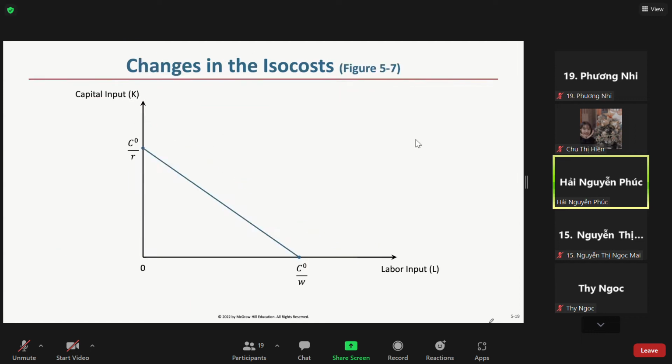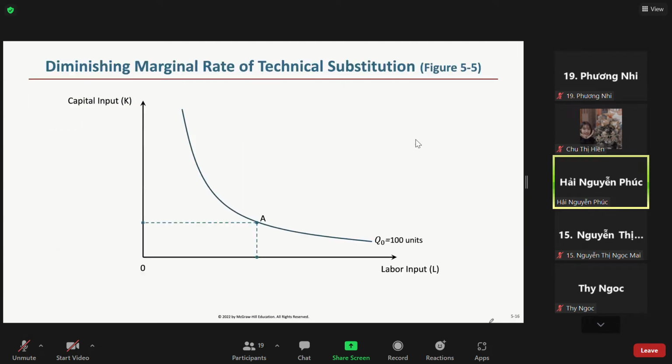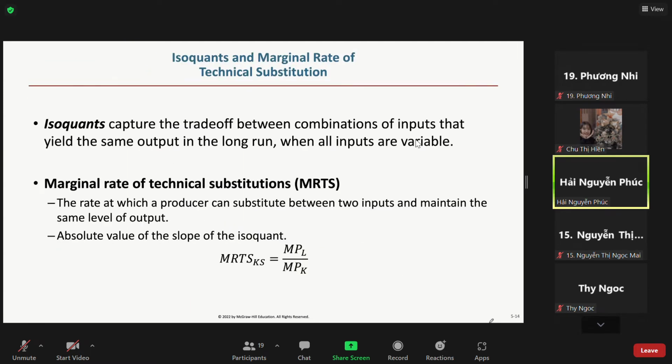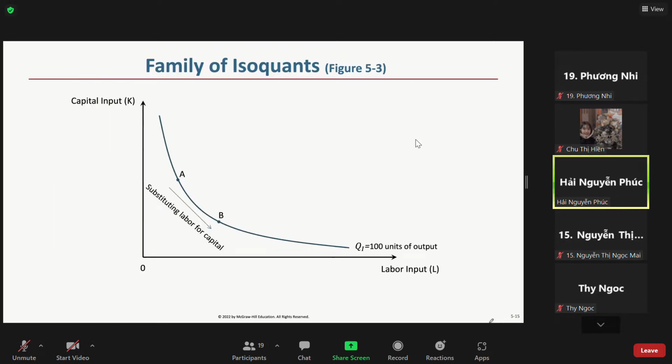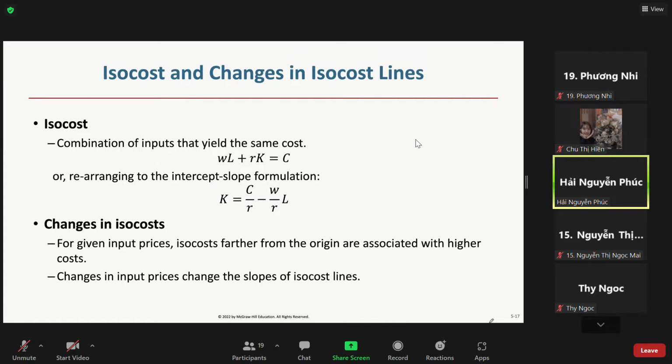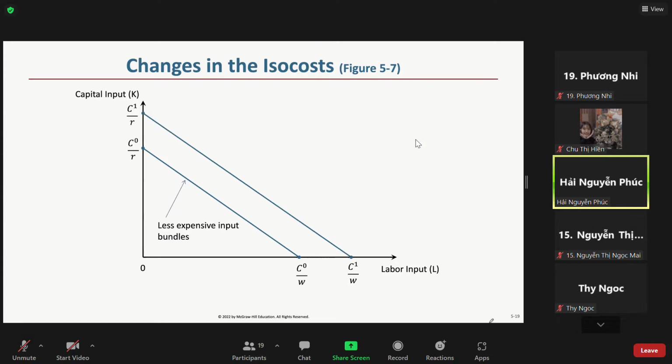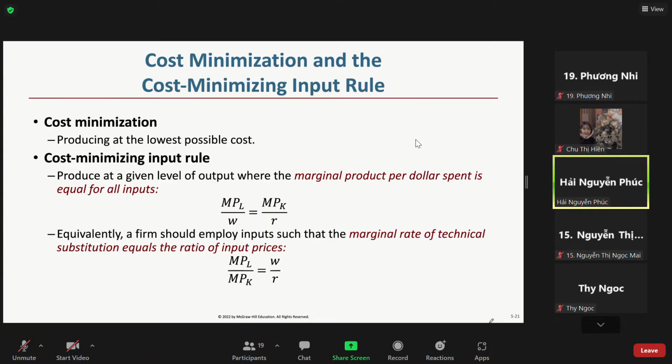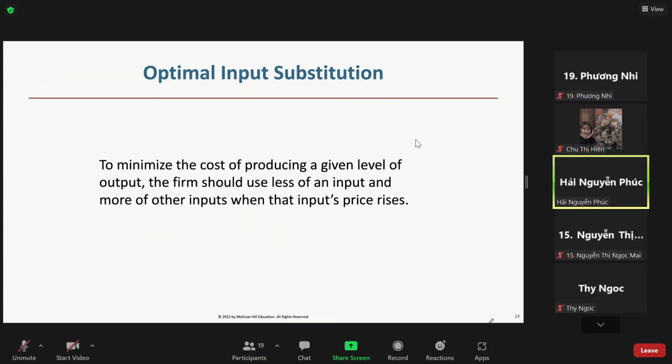Let me briefly remind you, we stopped at the discussion on isoquant and isocost. Based on the idea of isoquant and isocost, we came to the conclusion of this one.